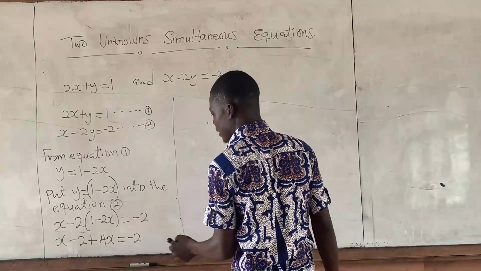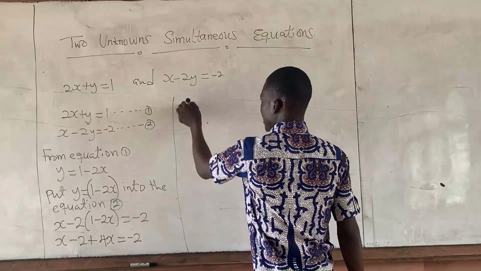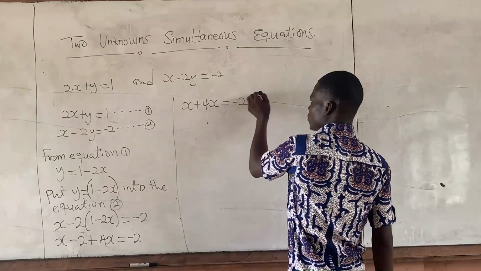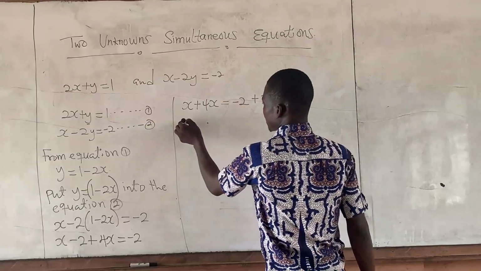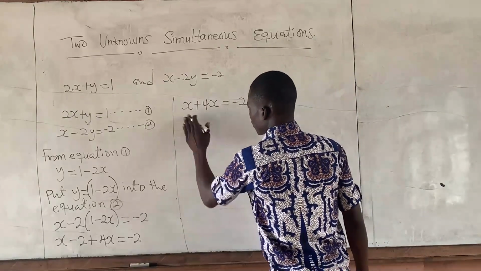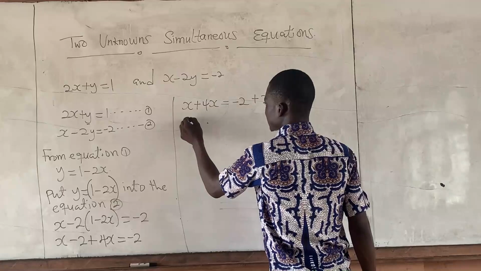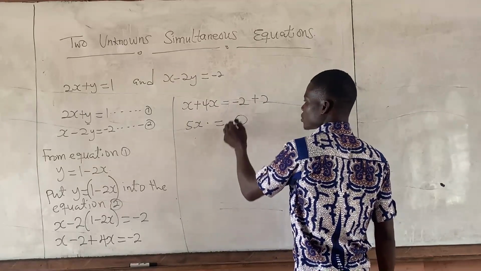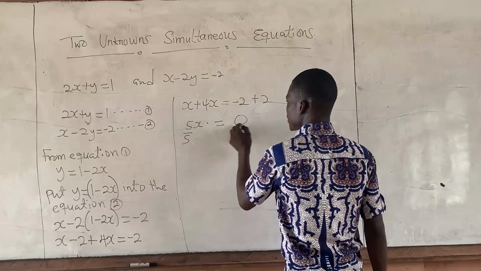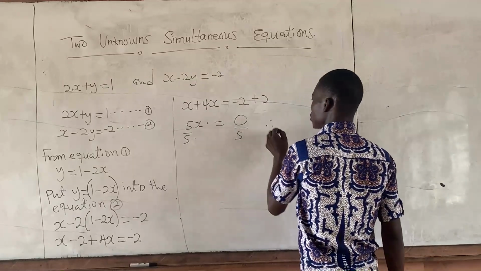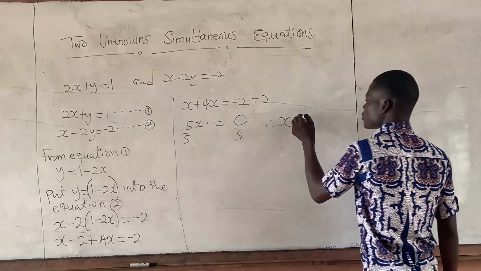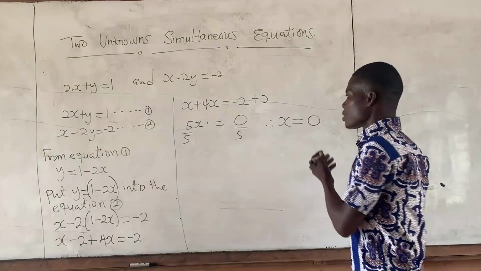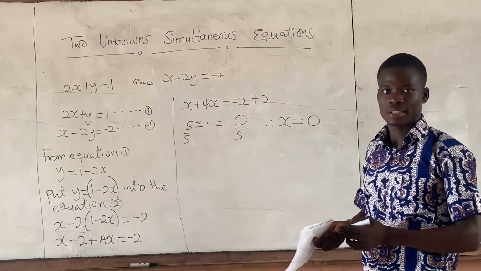So we have x plus 4x is equal to minus 2 plus 2. Meaning x plus 4x is 5x, which is equal to minus 2 plus 2 is 0. So we divide both sides by 5. On this note, the value for x is 0. So now we know the value of x, which is 0.